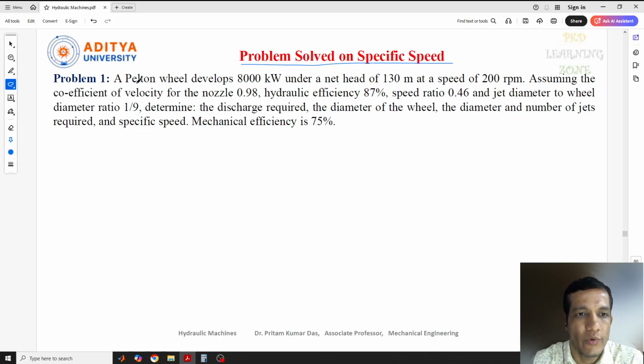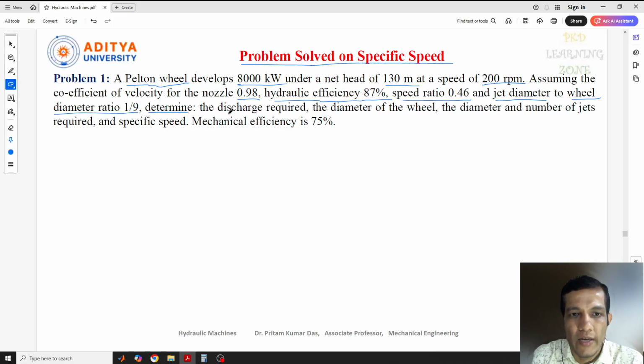So here I have taken a question of a Pelton wheel which develops 8000 kilowatt of power under a net head of 130 meter at a speed of 200 rpm. Assuming that the coefficient of velocity for the nozzle is 0.98, hydraulic efficiency is given as 87%, speed ratio is given as 0.46, and the jet diameter to wheel diameter ratio is given as 1/9.